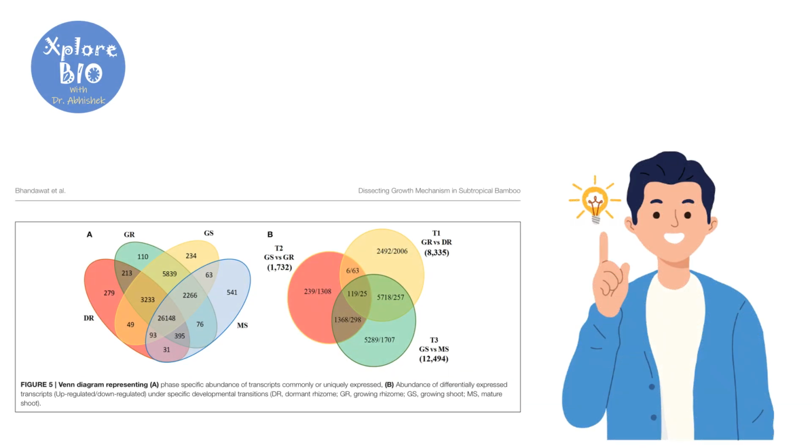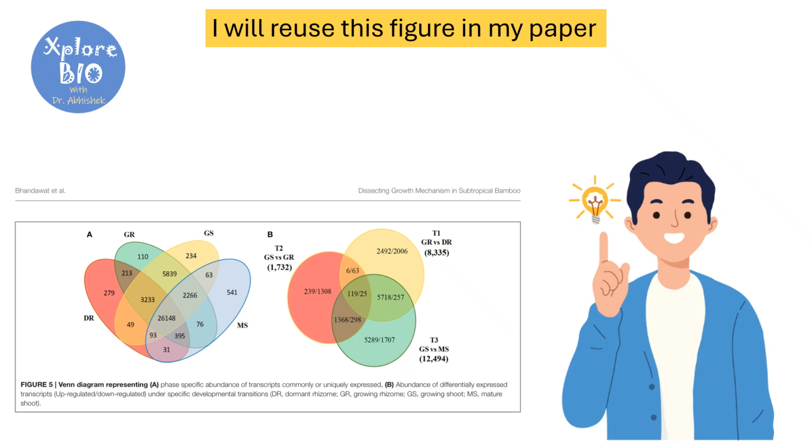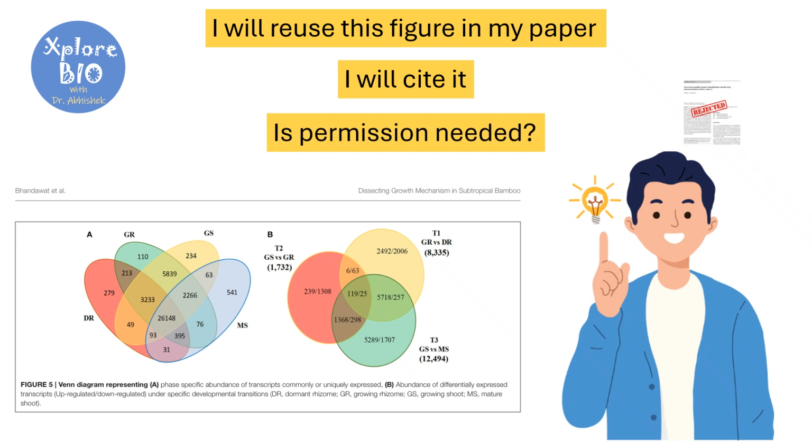Have you ever thought of reusing a perfect figure published by someone else in your paper and thought, I will just copy and paste this and citing it would be enough? If so, you must watch this video. Using figures without proper permission can lead to paper rejection, a public retraction, or even legal action.